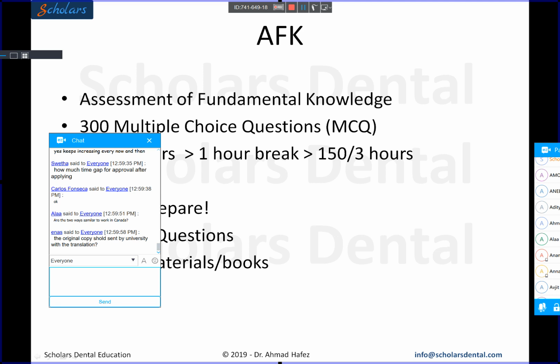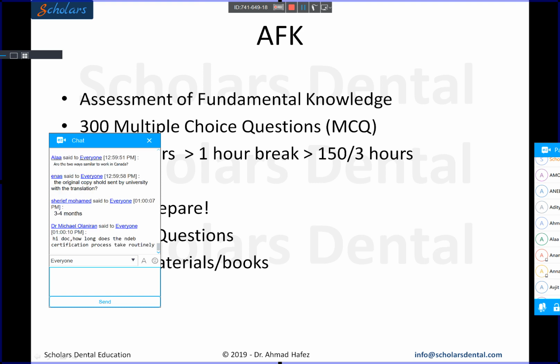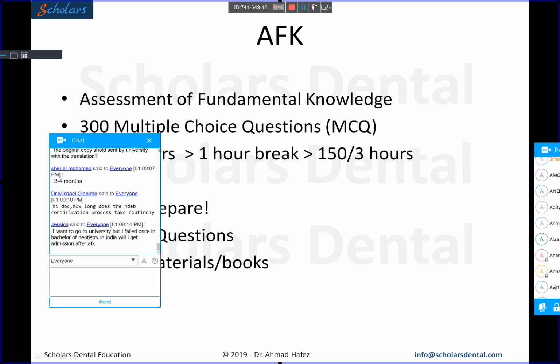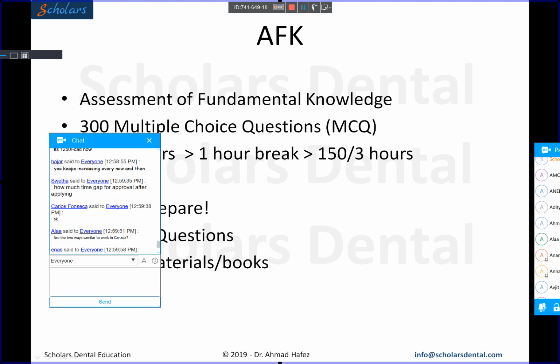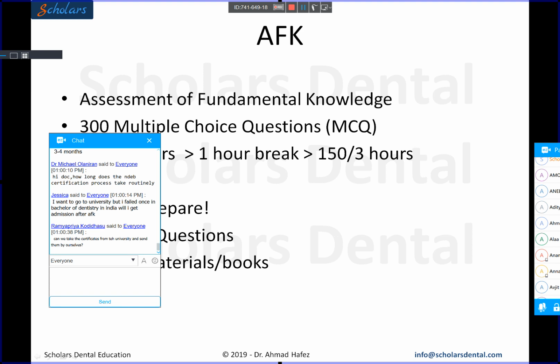Okay, so Alat has a question. Are the two ways similar to work in Canada? Okay, whoa, I'm getting all these questions now. Let me take them one by one. Are the two ways similar to work in Canada? To be honest, they are. If you do the direct path or you do the university path, the outcome is you are a general dentist and you are allowed to work as any general dentist. It's the same thing. Now, if there's any kind of discrimination, that's something you can't control. Like, maybe someone wants someone from UofT, maybe someone doesn't. So it just depends, right? But work-wise, there's no difference.